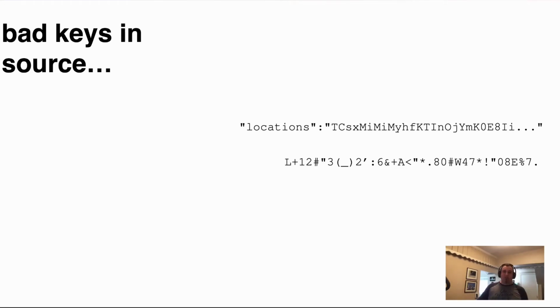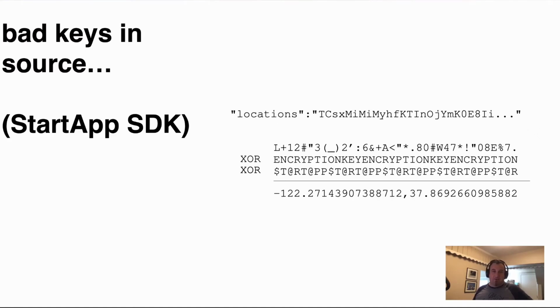So in the traffic, we saw a key name as locations. And we saw this string, which looks like base 64, but when you decode it, you don't get binary. These are all ASCII characters, which was an indication. And what we discovered was that it was just XORing. What it's doing is it takes location coordinates and XORs them with encryption key, encryption key, encryption key, and then XORs them with start app, start app, start app in LeetSpeak, where start app is the name of this SDK.